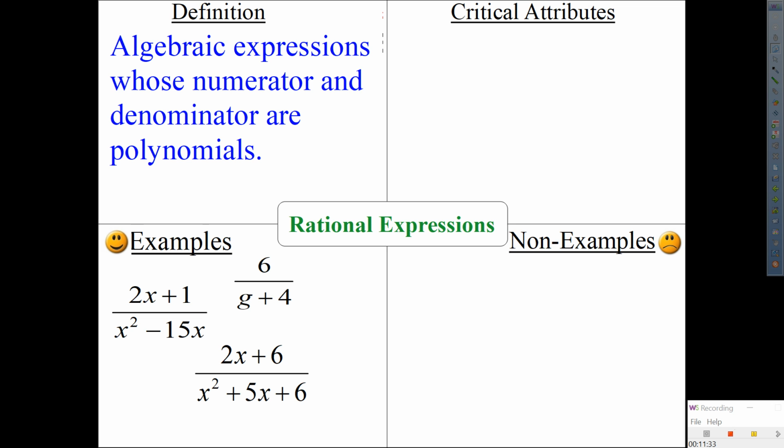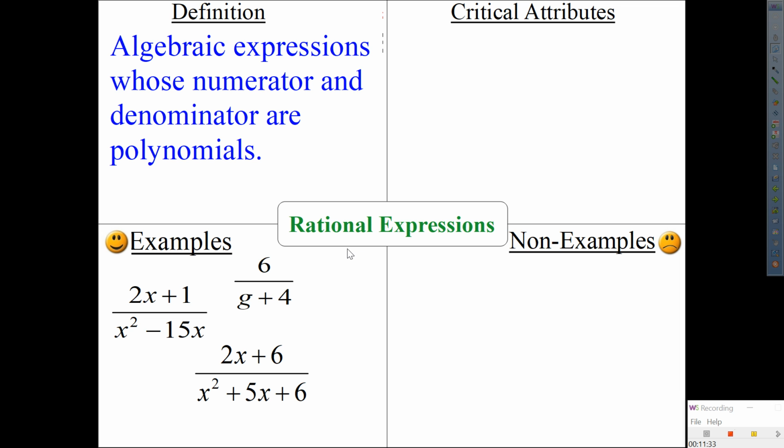All right. Now, as you're copying that, let's look at the definition according to the examples. It says rational expressions are algebraic expressions. So let's see. Do they have equal signs? No. Do they have inequality symbols? No. That's why they are expressions. Algebraic because they have variables. Now we have a numerator and denominator. That means they are fractions. And what else? They are polynomials all over the place.